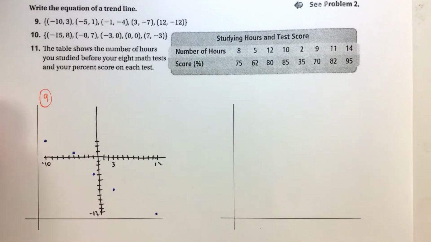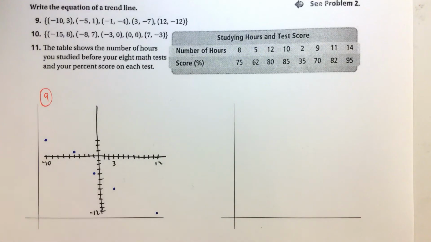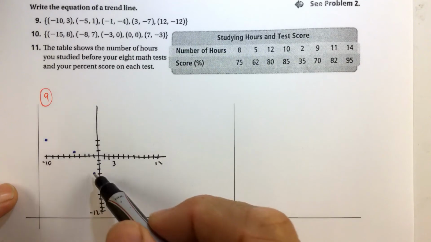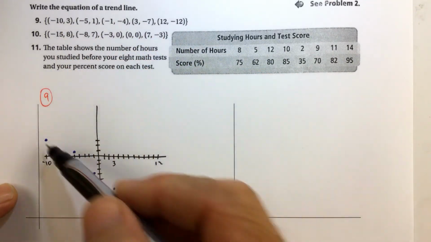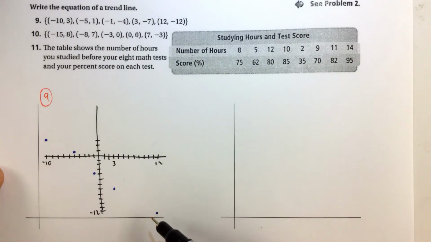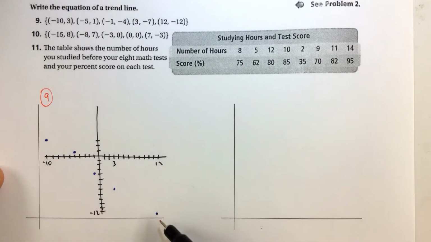Before I draw the line, I wanted to point out that I went ahead and plotted each of the points whose coordinates were given. What we see here is called a scatter plot. So that's a scatter plot.